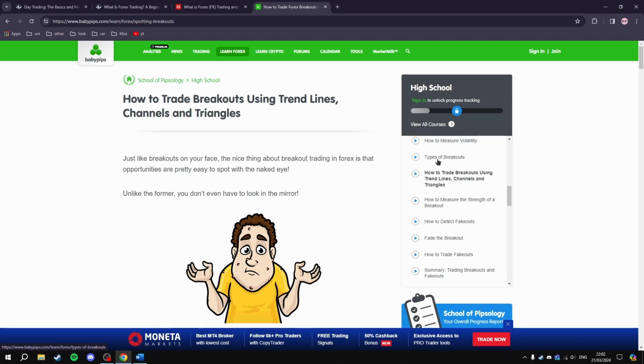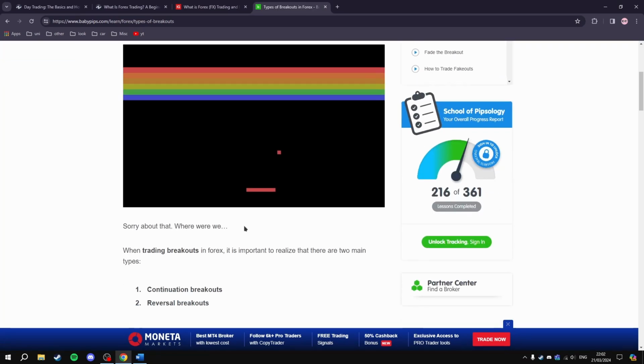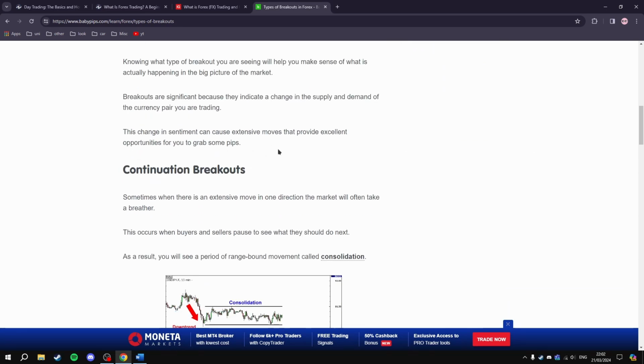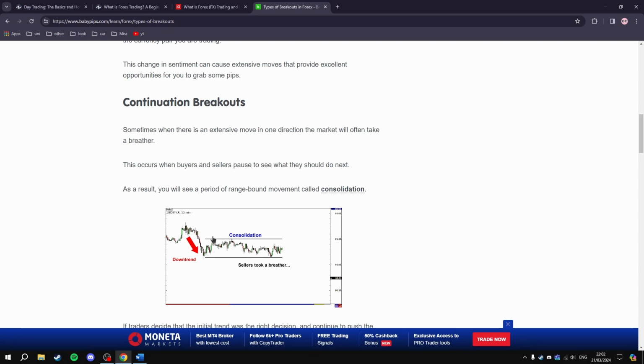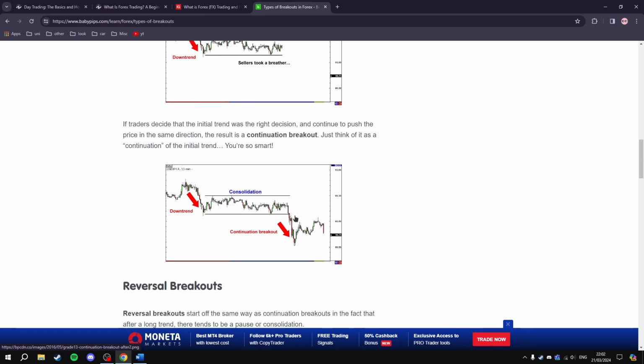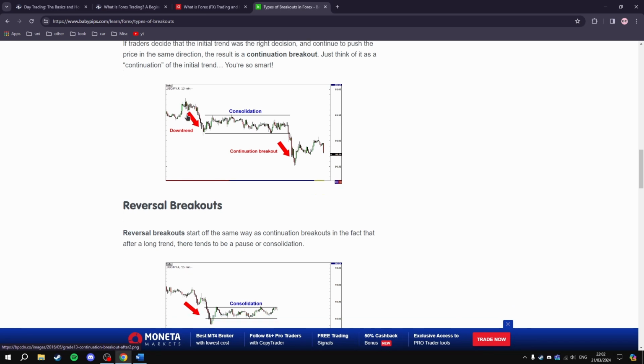So in the last episode we went through the types of breakouts that we can get. We got the continuation breakouts and reversal breakouts. With continuation breakouts, we've got the initial downtrend or uptrend, whatever it is, then a period of consolidation, and then the continuation breakout is, as the name suggests, after the consolidation it continues from the initial trend. In this case, the initial trend is a downtrend. After the consolidation, it becomes a downtrend again because it continues from that downtrend.